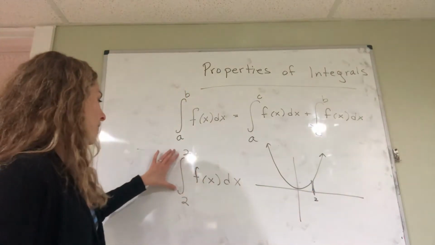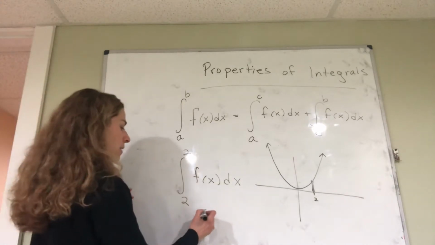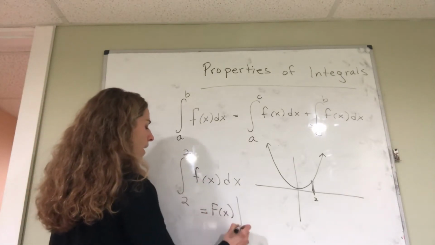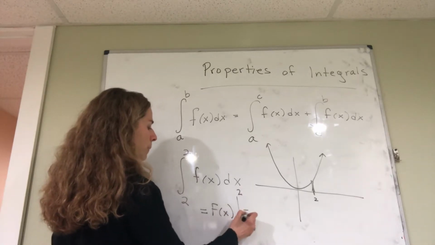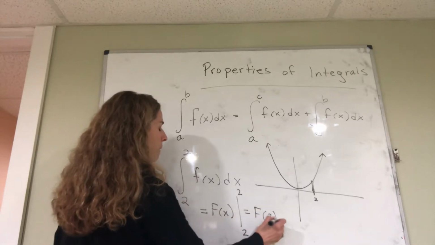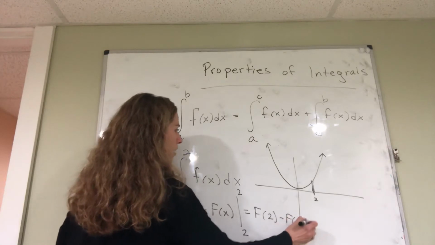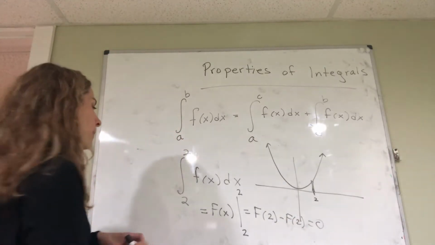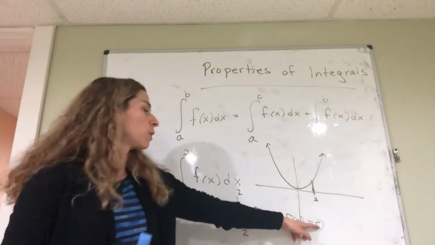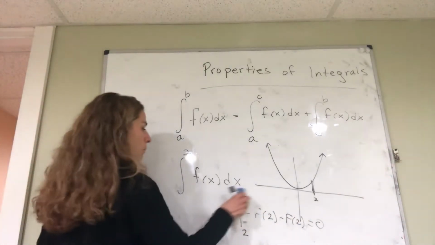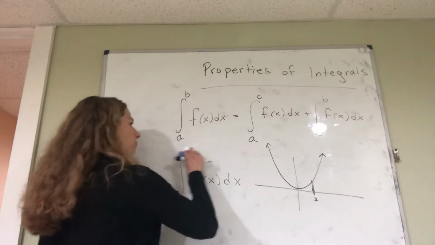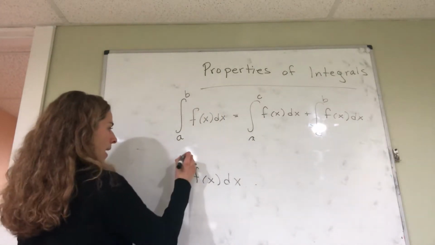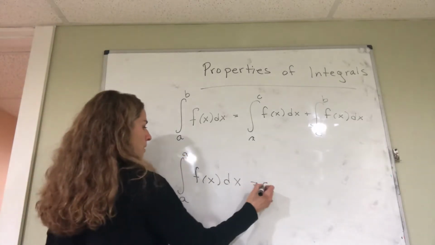If I was to evaluate this, you can also see that the antiderivative is f of x. If I evaluate it at the upper and lower limits, I would get f of 2 minus f of 2, and the answer would be 0. So if the upper limit and lower limit are equal to each other, the answer will always be 0. So that's the second property I wanted to mention: the integral from a to a of f of x dx is equal to 0.